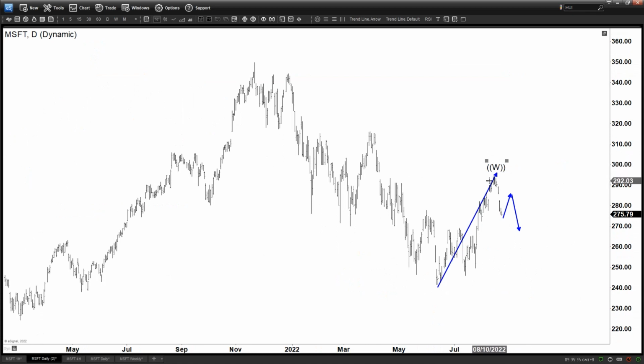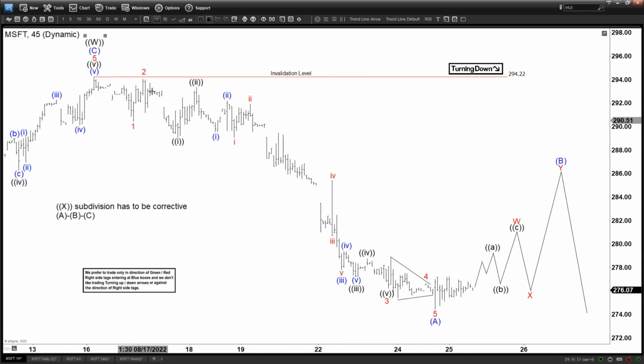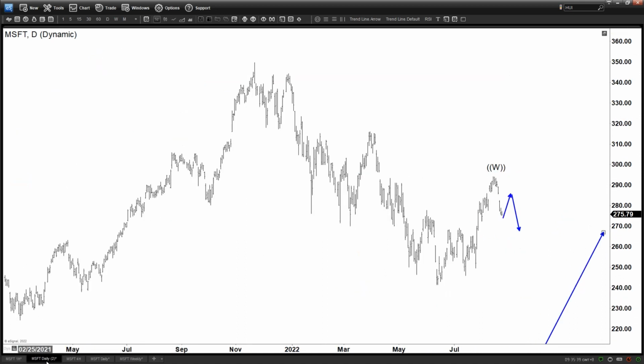So when we call W here, and if you want, put down the C leg here. If this is the C and W, then that's got to be your A and B here. So we're calling that an ABC, ending W, and we're looking for another ABC, looking for an X. Now again, the larger time frame has multiple possibilities.